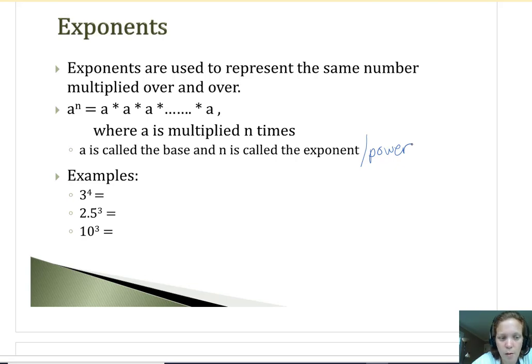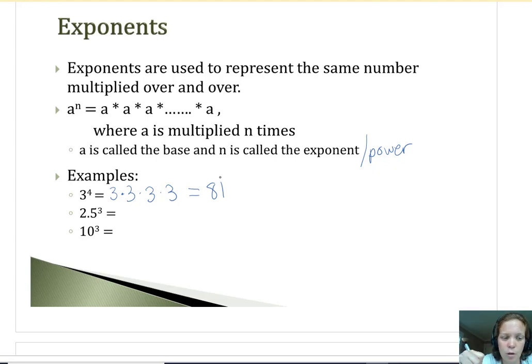So 3 to the 4th power would be 3 times 3 times 3 times 3. So 3 is the base, 4 is how many times we're multiplying that. So, I mean, I could do that. 3 times 3 is 9, times 3 is 27, times 3 is 81.